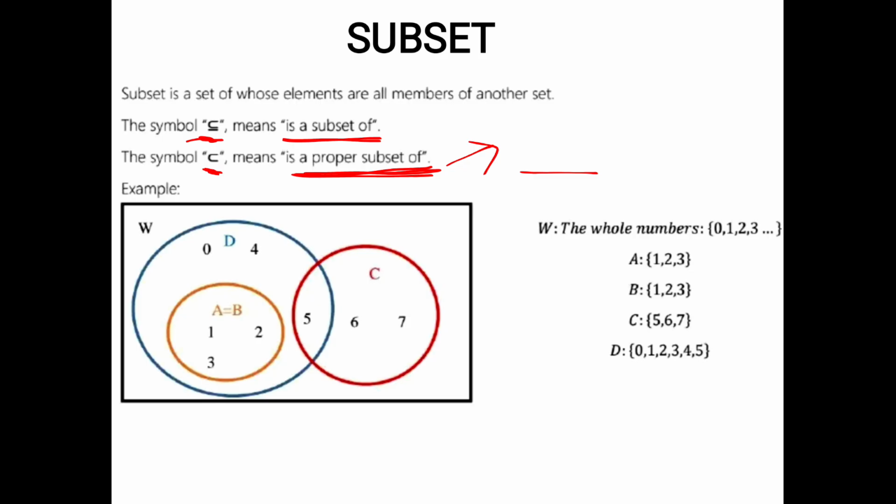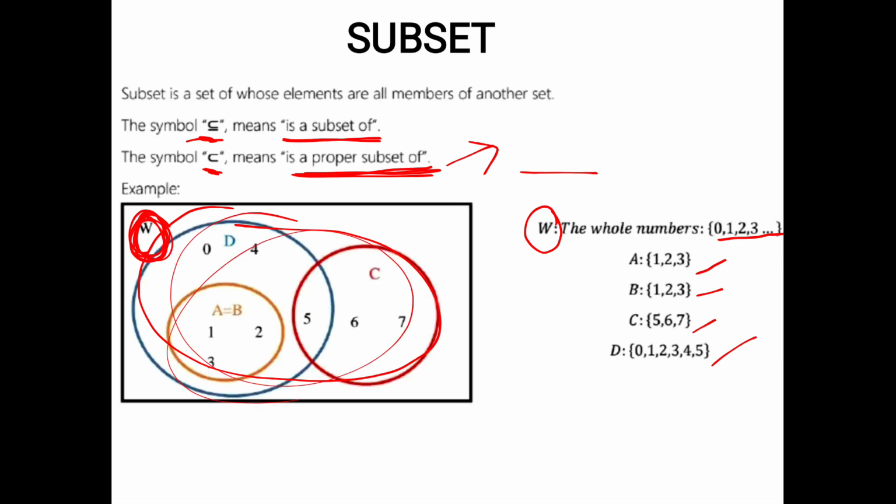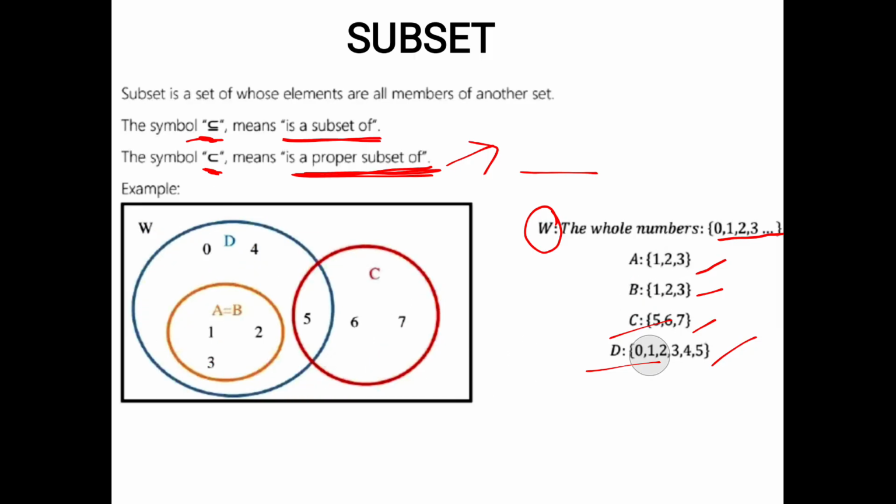So for example, we have the whole numbers 0, 1, 2, 3, 4, 5, and so on and so forth. So set A is composed of elements 1, 2, 3, then set B, set C, and set D. So again, this is the universal set, which is W. All of these belong to W. All of these numbers come from set A, set B, set C, and set D. So they all come from W.